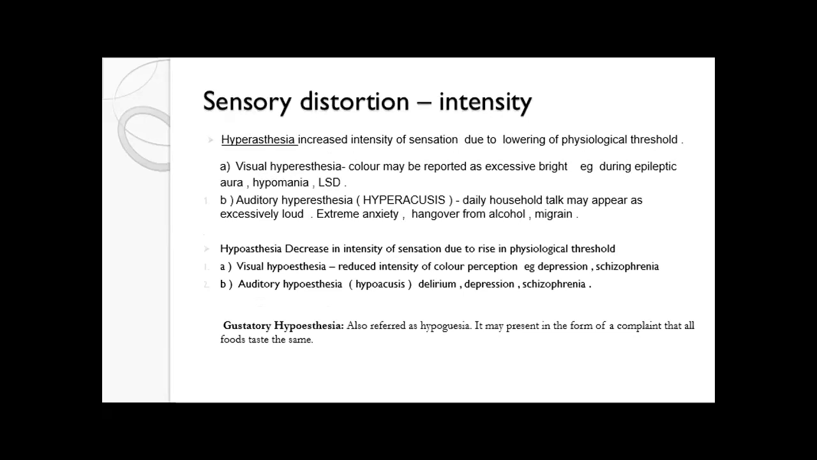First is change in intensity. Hyperesthesia. Hyperesthesia is due to lowering of physiological threshold. There is increased intensity of sensation. In visual hyperesthesia, the normal colors may be reported as excessively bright. Example, during epileptic aura, during hypomania, and with LSD drug abuse.